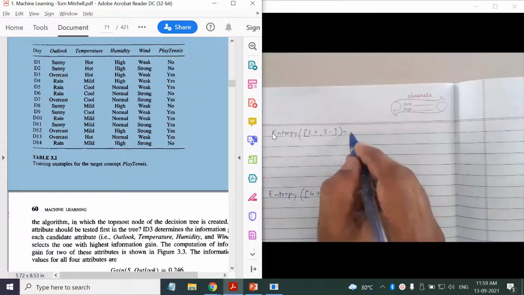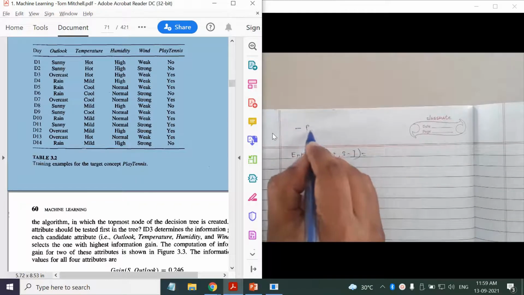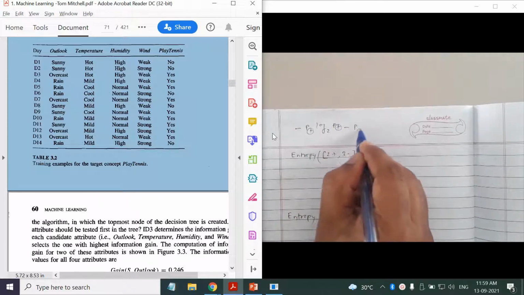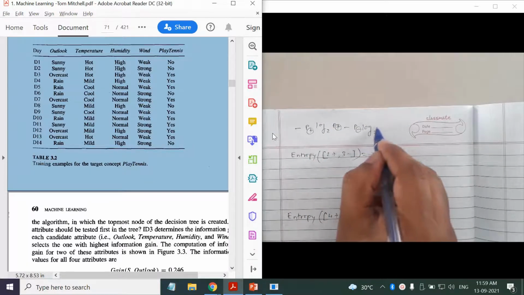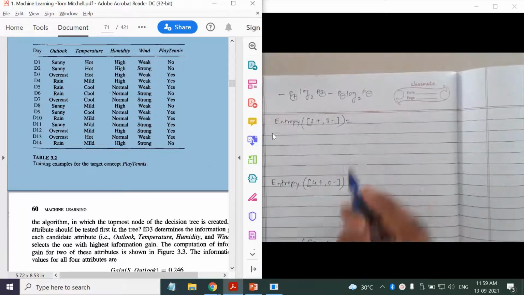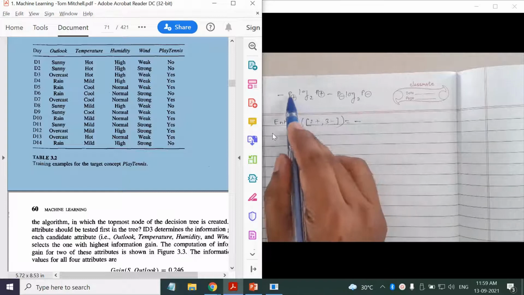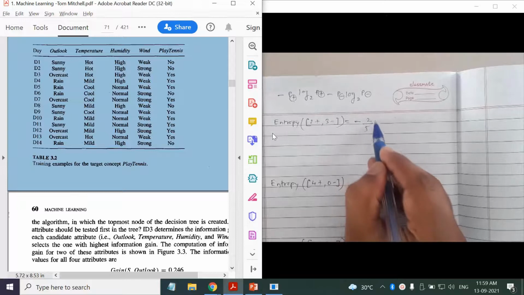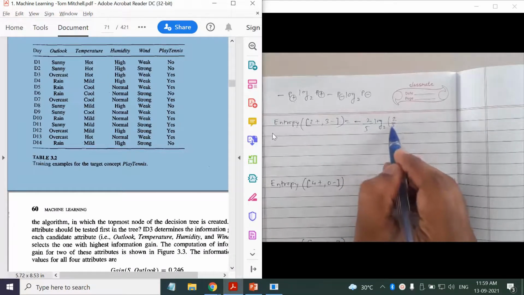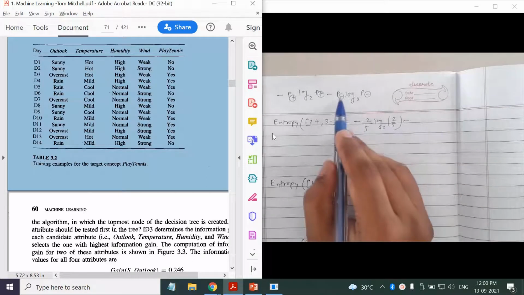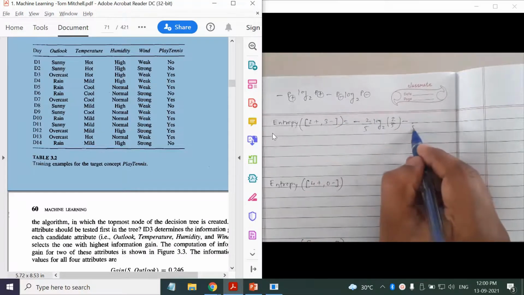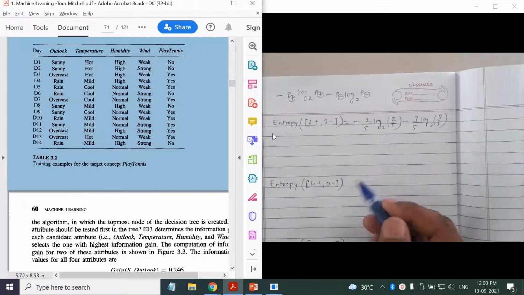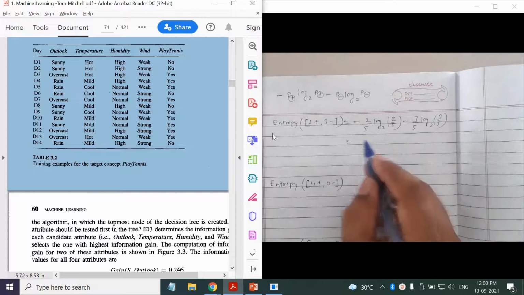Just recall the formula: minus p plus log base 2 p plus, minus p minus log base 2 p minus. Here p plus is the proportion of positive examples. Out of 5, 2 are positive, so log base 2 of 2 by 5. P minus is the proportion of negative examples. Out of 5, 3 are negative, so log base 2 of 3 by 5.